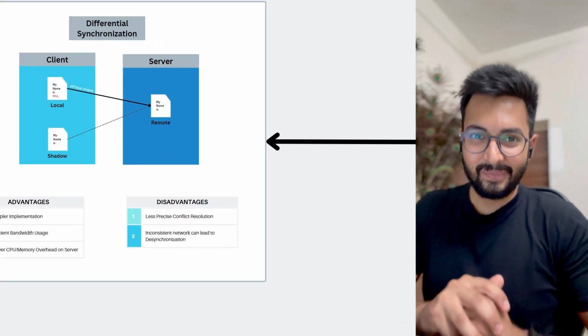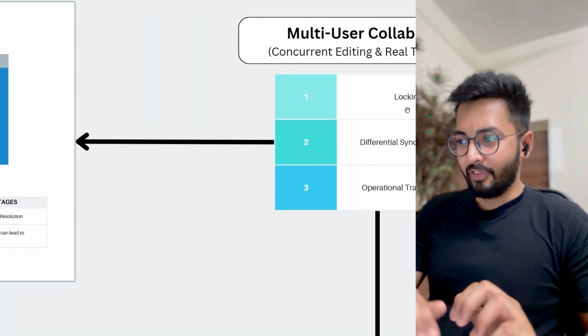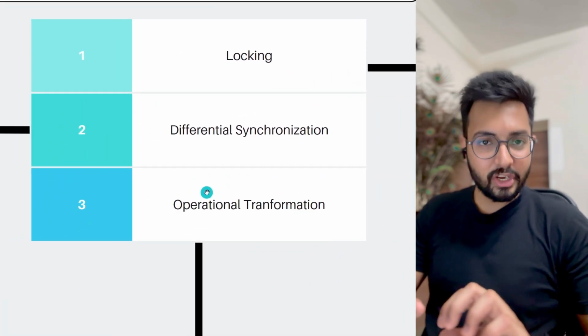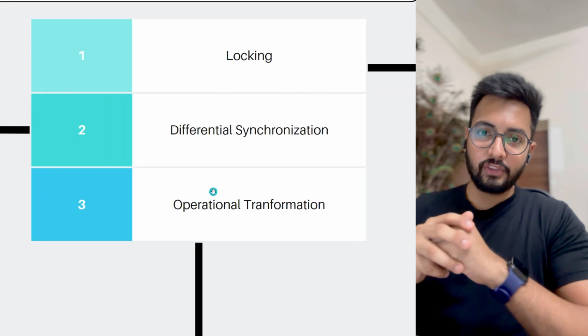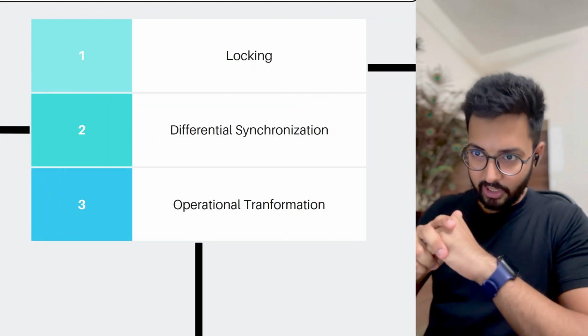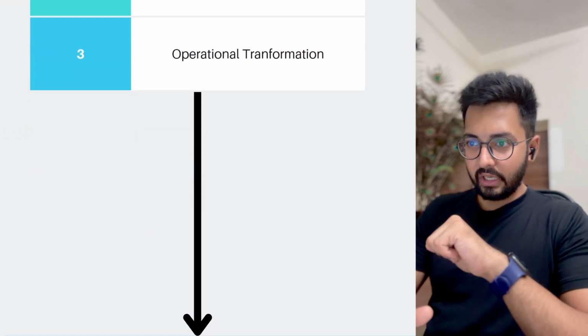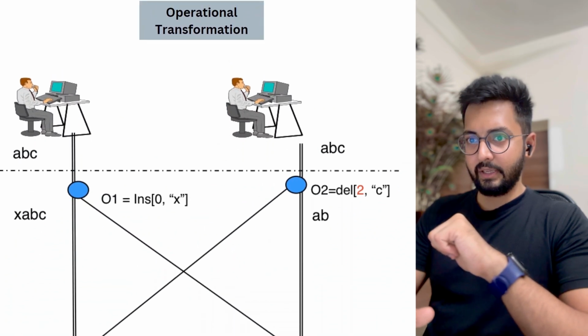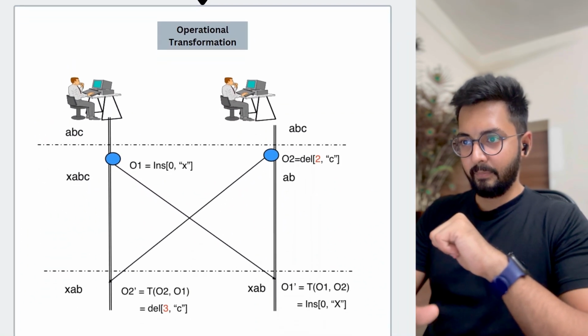differential synchronization. So coming forward to the third strategy, that is operational transformation. Operational transformation strategy is used in Google Docs. So what operational transformation does is, let me explain it through a diagram.